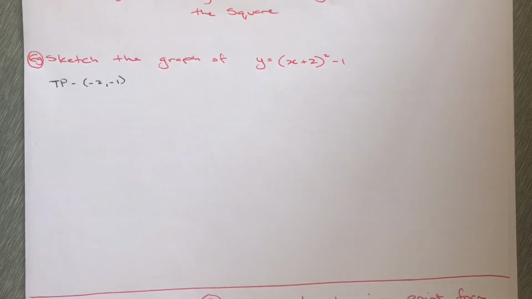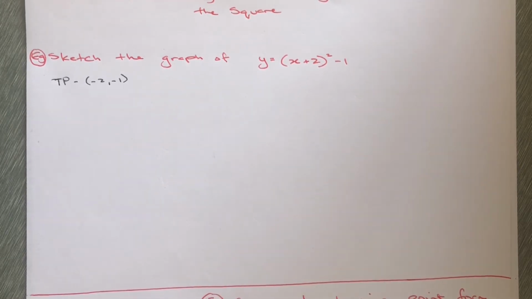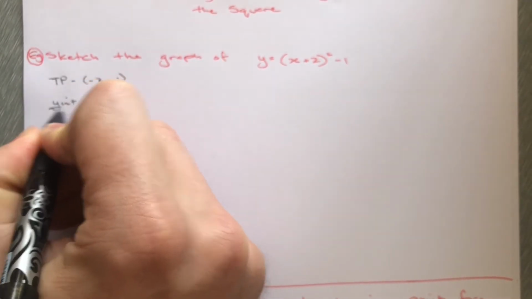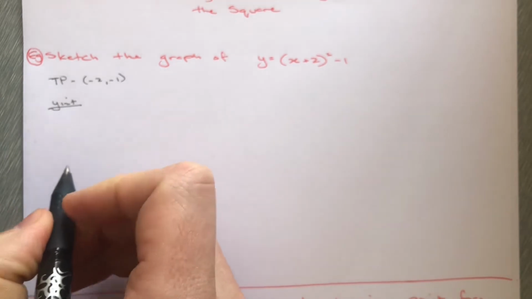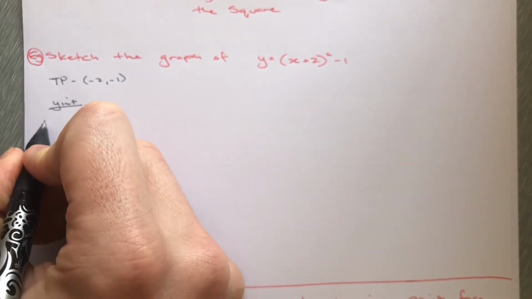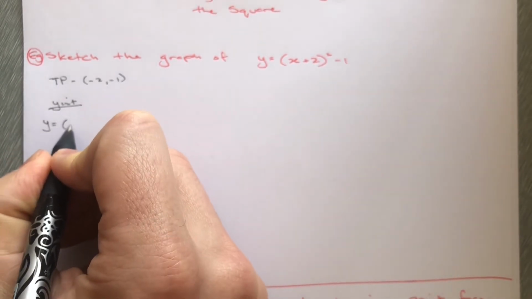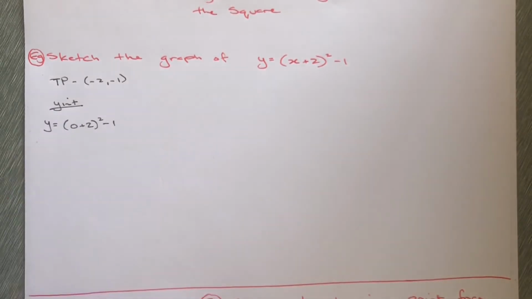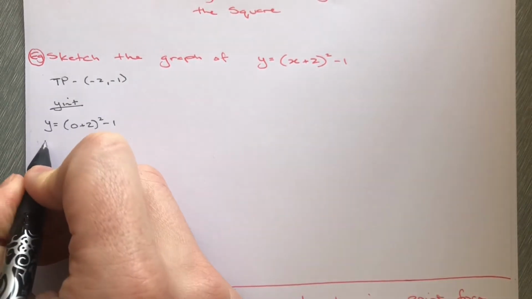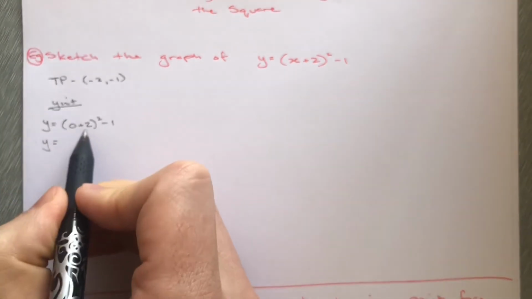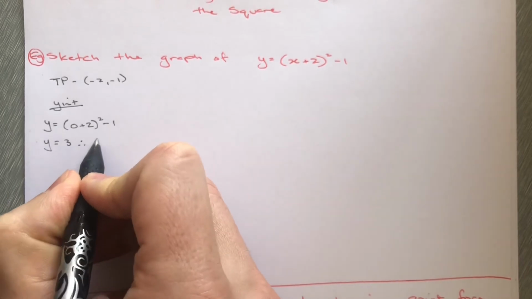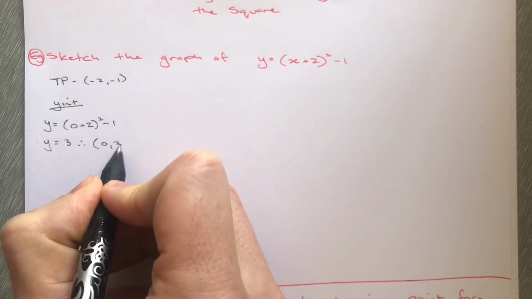But to sketch the graph, I need other things as well. I need to make sure I have the x-intercepts and the y-intercept too. Firstly, I might just find the y-intercept. I'm going to label my work so I know what I'm doing. To find the y-intercept, I make x equals 0. So I'm going to put my rule down, except I'm going to make x equals 0 instead. That's going to end up giving us y equals 2 squared, which is 4, then -1 is 3. Therefore, the y-intercept is at (0, 3).